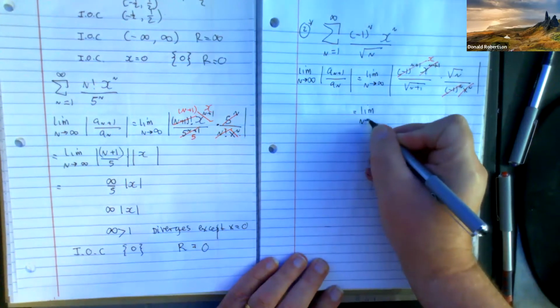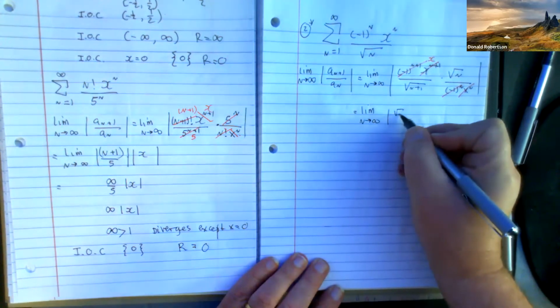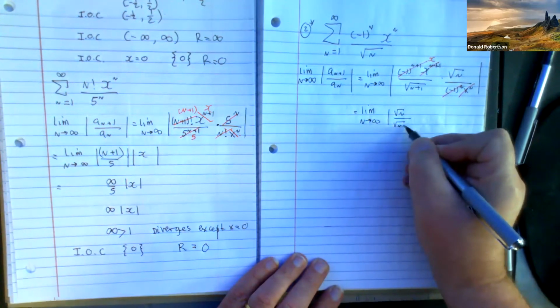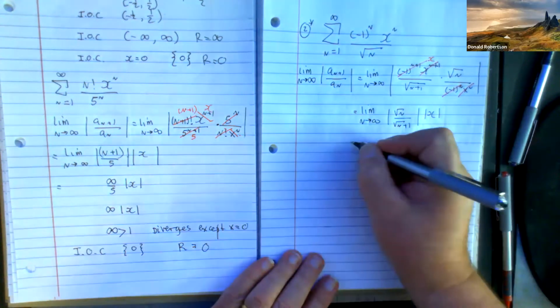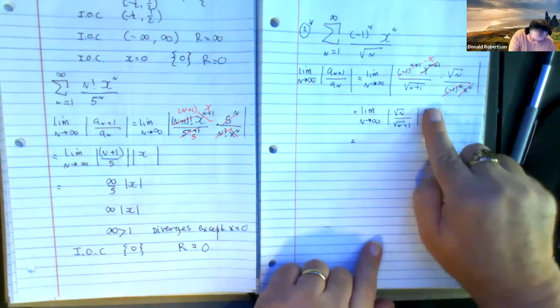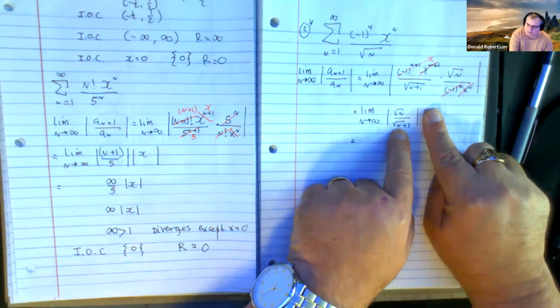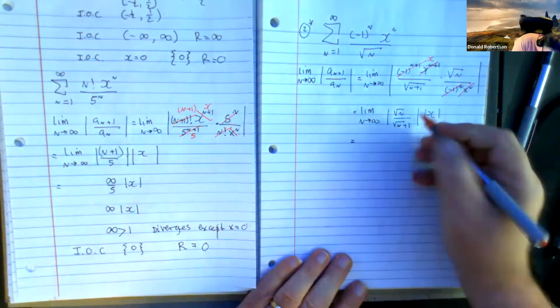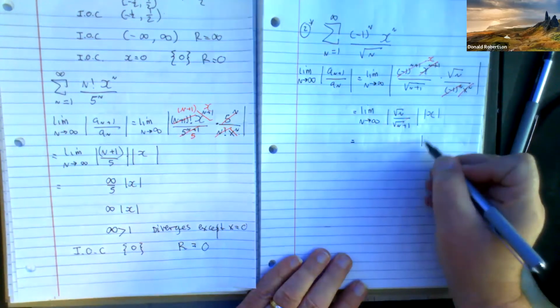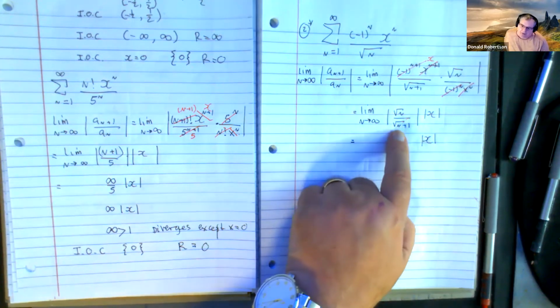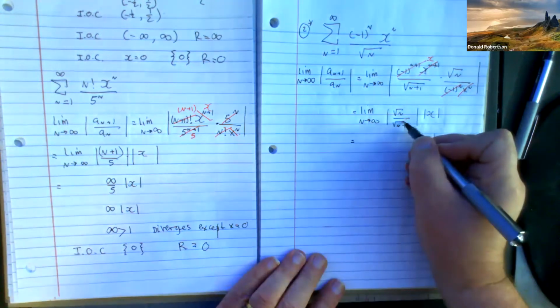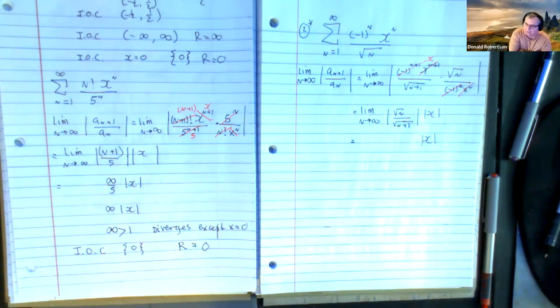So I'm going to do the limit as n tends to infinity. I have the square root of n over the square root of n plus 1, and the absolute value of x. We need to find out what that guy is equal to. Whatever this is, I'm going to be sticking that guy next to it. He's going to still be there. It's the whole thing, the square root of n over the square root of n plus 1. You could probably tell by looking at that what the answer is going to be. Can you tell?